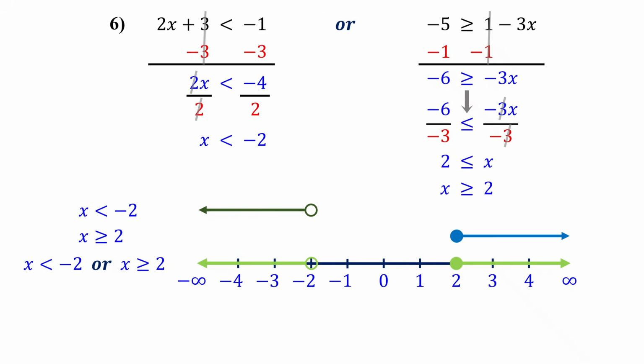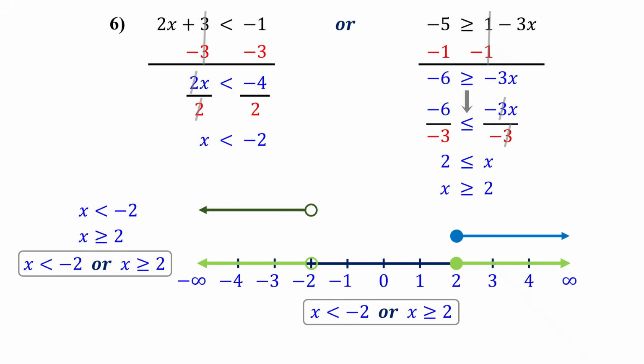In inequality form, we can write this as x is less than -2 or x is greater than or equal to 2. In this example, this matches the one we already have here. Perfect. Now let's write it in interval notation. Since our solution has two separate parts, we need two intervals.